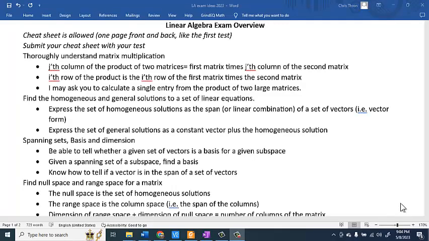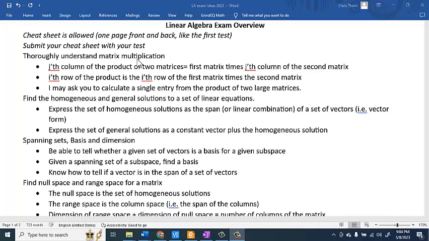Hello. So let's do an overview of the exam topics that we'll be covering. You are allowed a cheat sheet, one page front and back, like the first test. Submit your cheat sheet with your test. My first thing, and very important, is to thoroughly understand matrix multiplication.